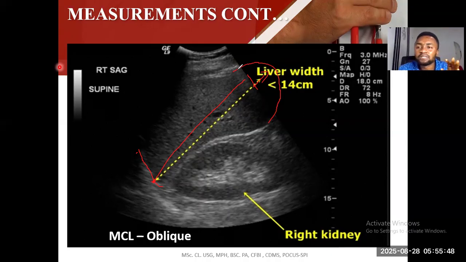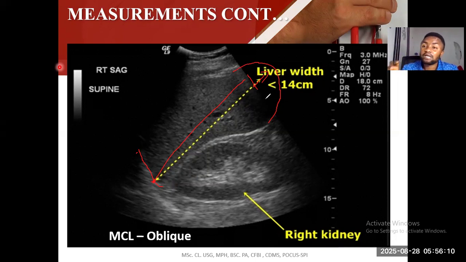On ultrasound, we don't measure the liver like you are getting the full liver. No, you don't get the full liver. It's not like that. That's why you have to get it in the mid clavicular line. When you get it in the mid clavicular line, everybody knows that it's not the full liver. But that is how we measure it.